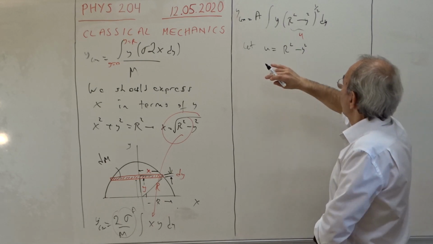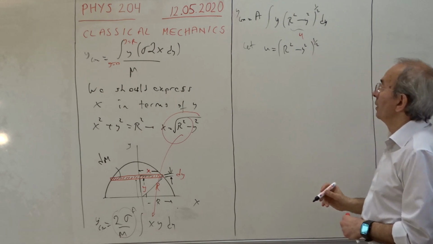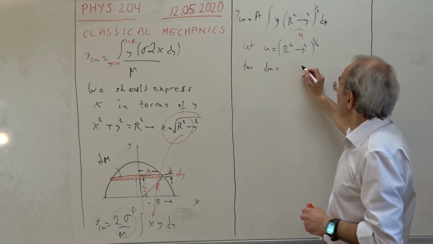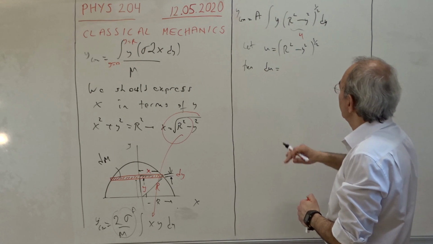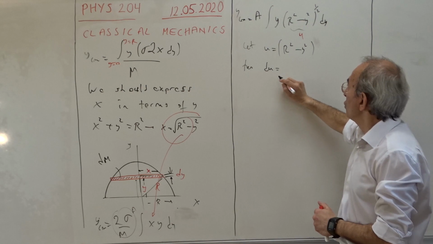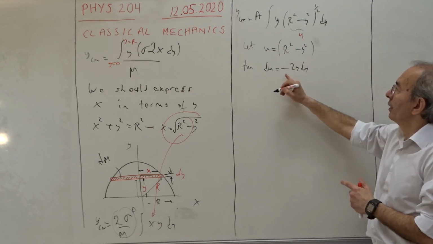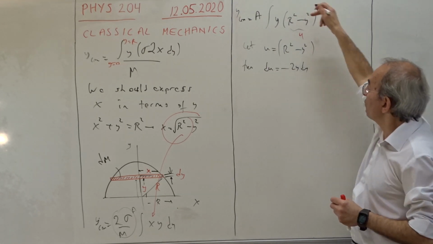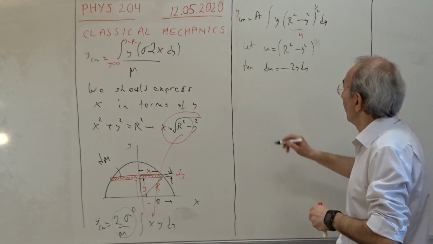Let u be this thing. Don't forget the power 1/2. Then du will be, just the inside. No, u is this, alright. So that du will be minus 2y dy. Do we have the right hand side? Yes, we have the necessary parts. We have y dy. We don't have minus 2, so it is easy to multiply and divide by minus 2.